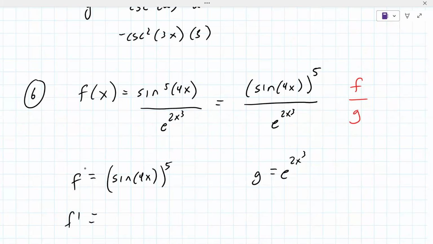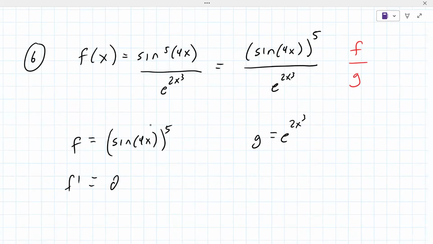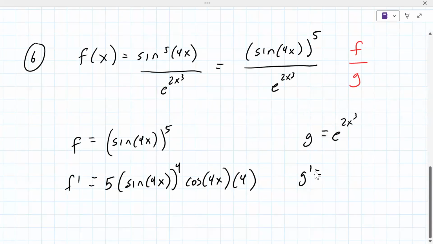Okay. So I think it's 20 sine 4x to the fourth power. Let me show it out on the right. You got a lot of it there. It's 5 times sine 4x to the power of 4. Derivative of sine, though, is cosine of 4x, and then times 4. Okay, so 5 sine of 4x to the fourth power, cosine of 4x.